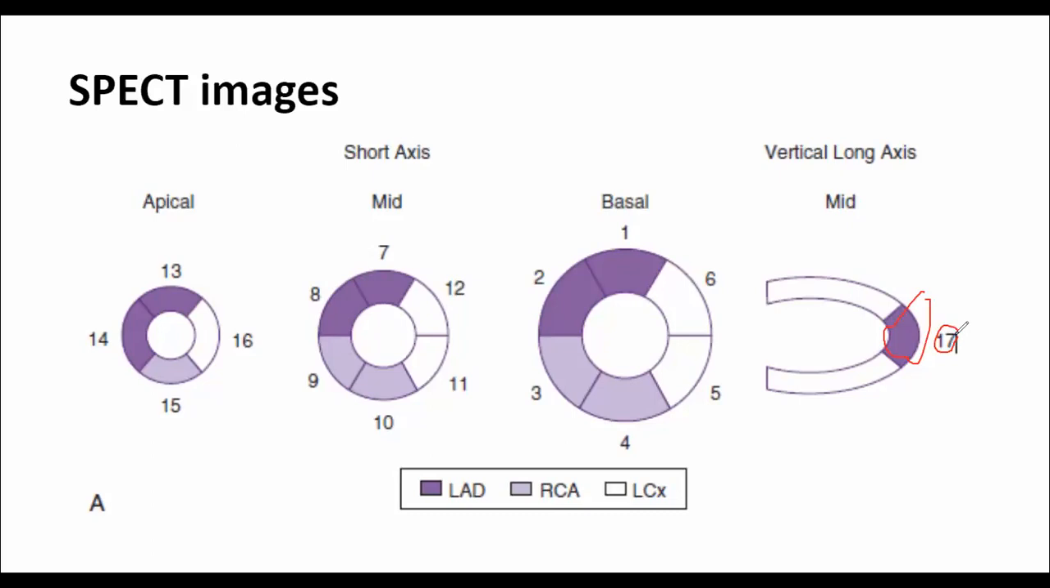Everyone understand this? So if you see a defect in the 17 segments, if it's present in 1 or 2, it's mild. 3 to 4, it's moderate, and if it's in 5 segments, it's going to be considered as severe. Has everyone understood so far, so that we can move forward? If you have any queries till now, you can ask.